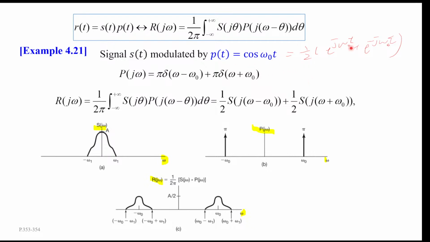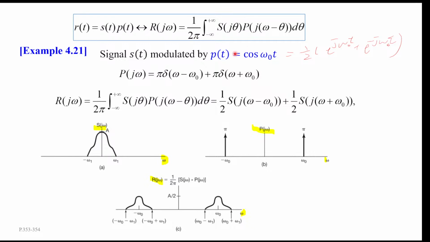And anyway, cosine omega t is equal to 1/2 (e^(j omega t) + e^(-j omega t)). And then we go to the frequency domain. The time domain signal is just you multiply this with the cosine, so it's pretty easy to see what the output is in the time domain. But now we want to see how this modulation affects the spectrum.